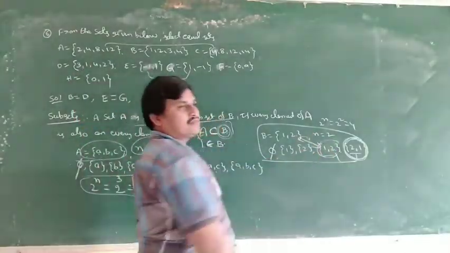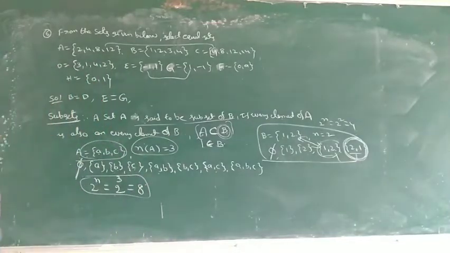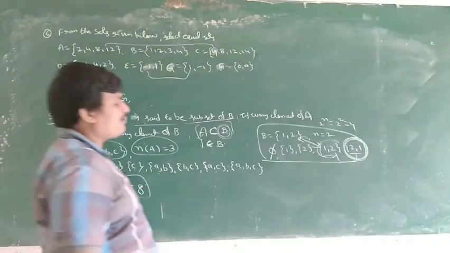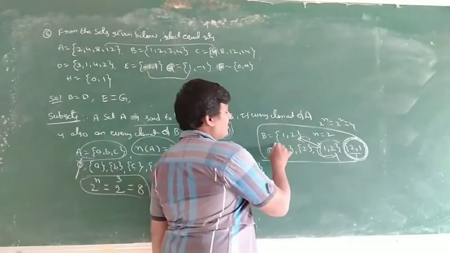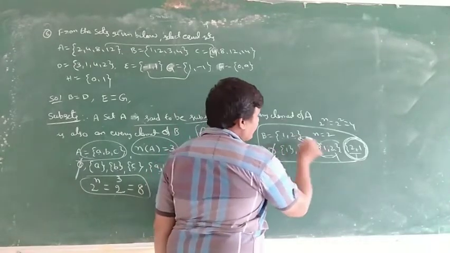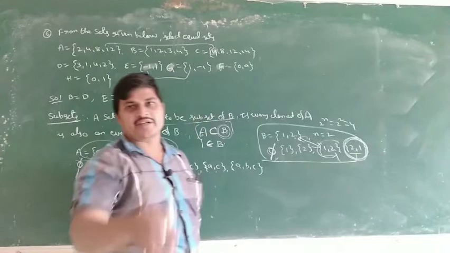First to last. Okay, the subsets of B, which is 1 comma 2: phi is compulsory, phi is the common subset, and the same set is also a subset.